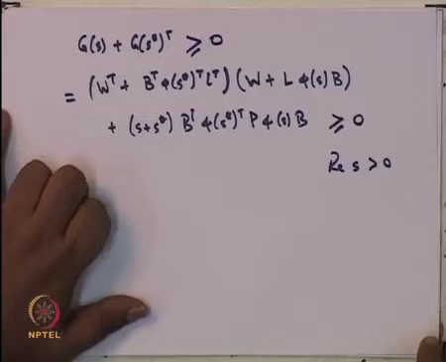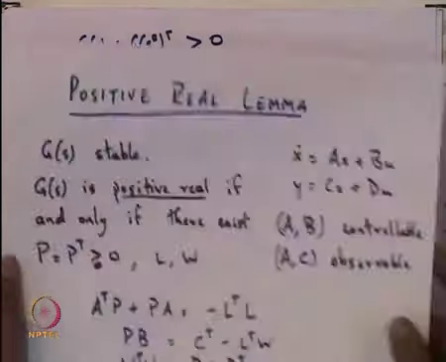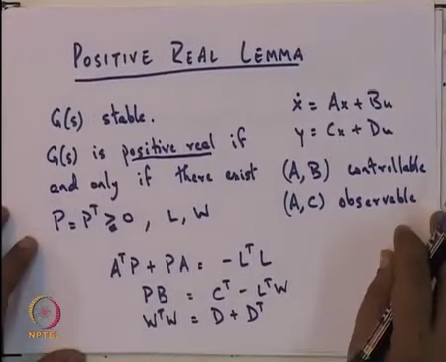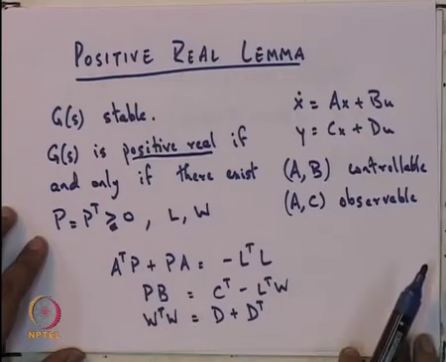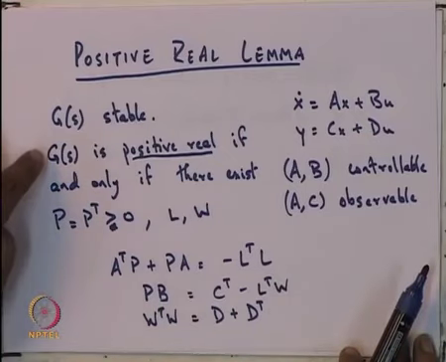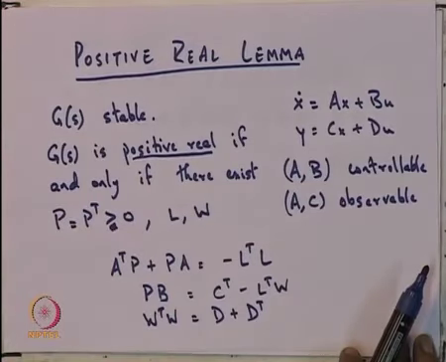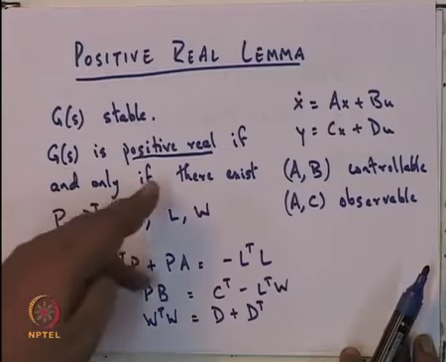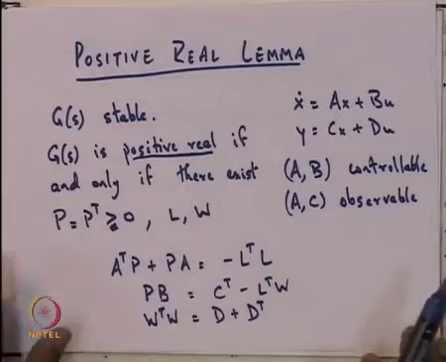Okay. So, what we have done just now is we have started in the positive real lemma with this assumption, and we have gone ahead and shown that this G S is positive real. In fact, what we have shown is something slightly more than whatever I have been using as the definition of positive real.